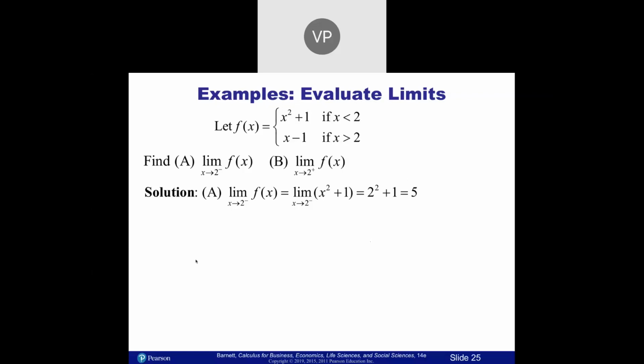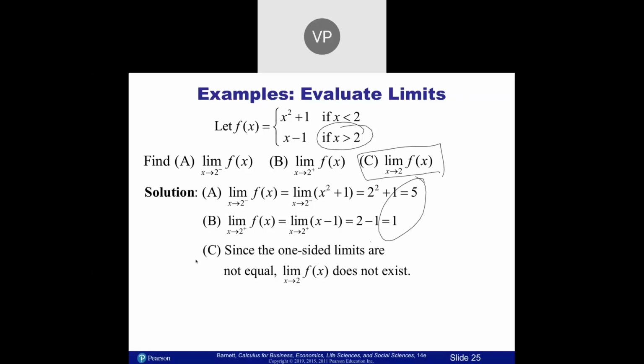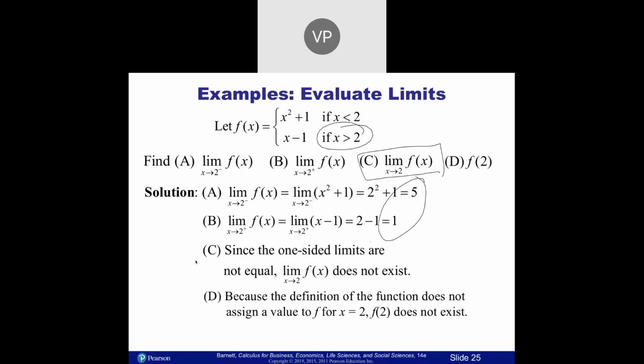Next, we're going to plug it in from the right side, that plus. So we're going to choose the second function where x is greater than 2 because we're coming in from numbers that are bigger than 2. Then you plug 2 into this function and you see you get 2 minus 1, you get a 1. That's again our proof. If they're not the same, then this limit here will not exist. One-sided limits have to be equal for the main limit to exist. If they don't, then there is no limit.